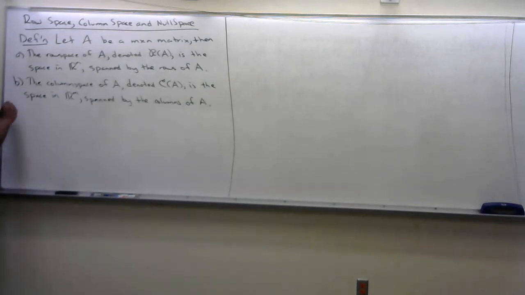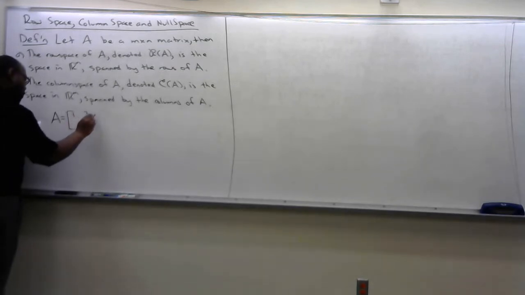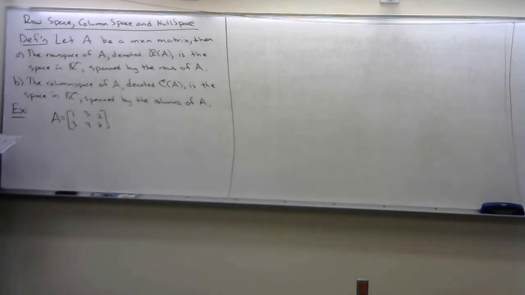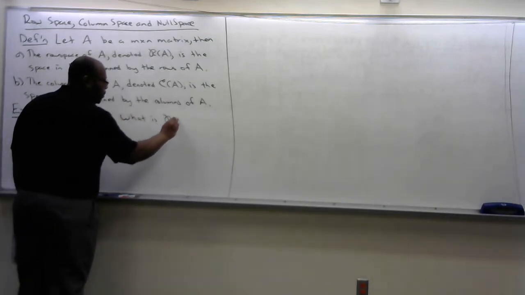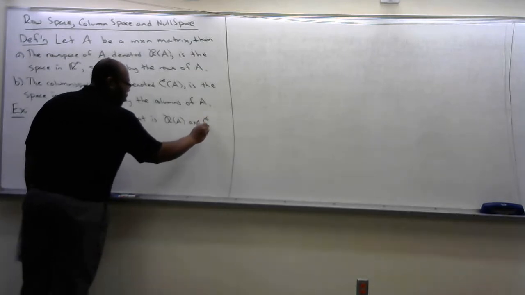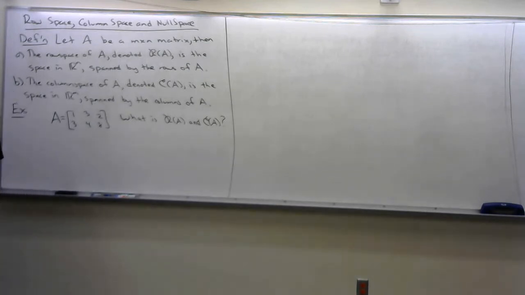So here I have an example. Suppose I have A equal to [1, 3, 2; 3, 4, 8]. What is the row space and column space of A? That's what I want to know.